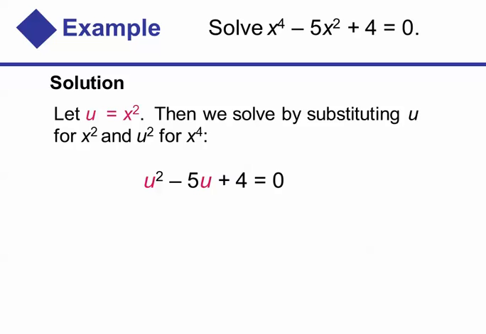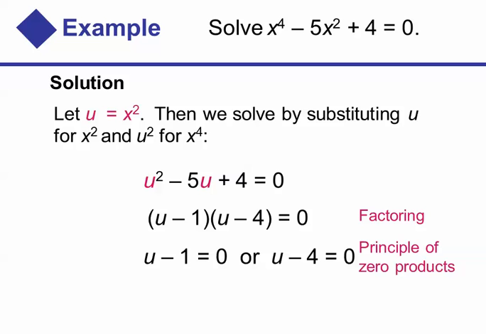So we get u squared minus 5u plus 4 equals 0. You could complete the square on this. You could use the quadratic formula on this. You can do all kinds of things. The easiest thing to do with this is to factor it. It's such an easy factoring: u minus 1, u minus 4. So the principle of zero products tells us we can break those up and set them equal to 0, and we get u equals 1 or u equals 4.